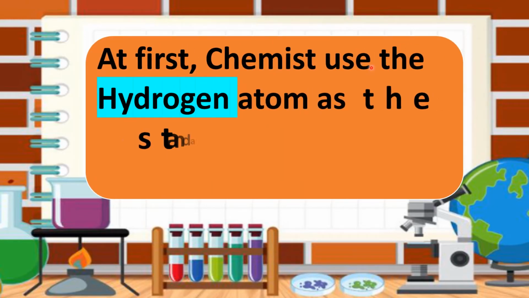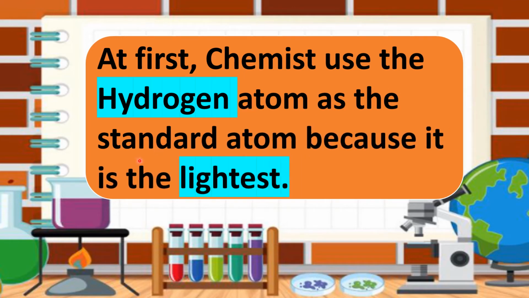Okay, at first, chemists used the hydrogen atom as the standard atom because it is the lightest. We all know that the lightest element in the periodic table is hydrogen, and this is also the first element located in the periodic table. So chemists used the hydrogen atom as the standard atom.